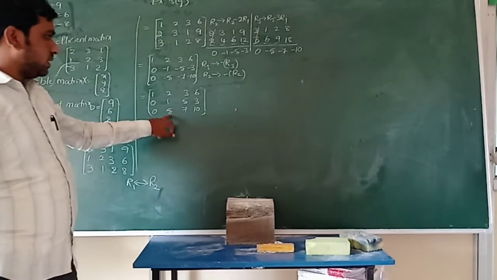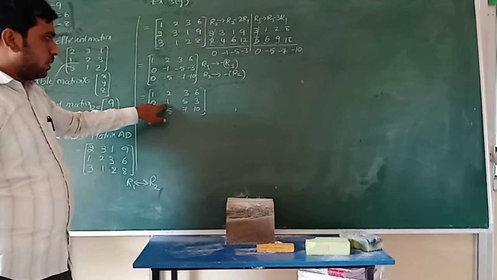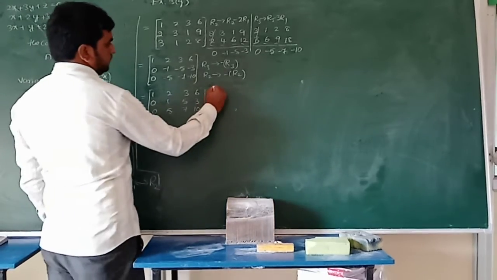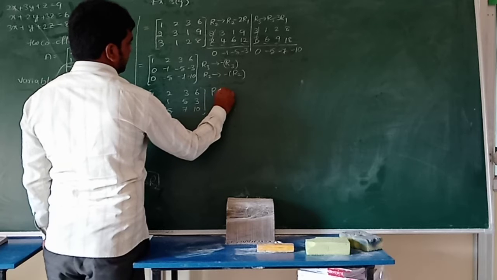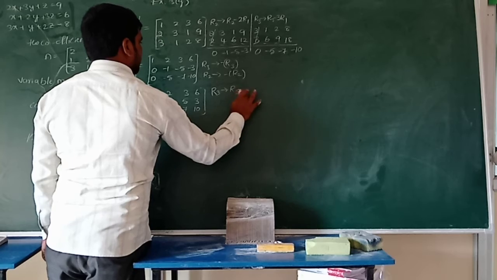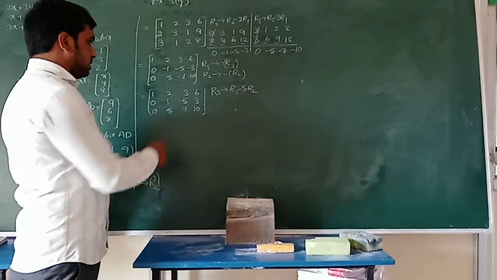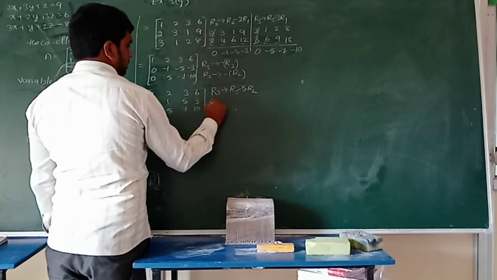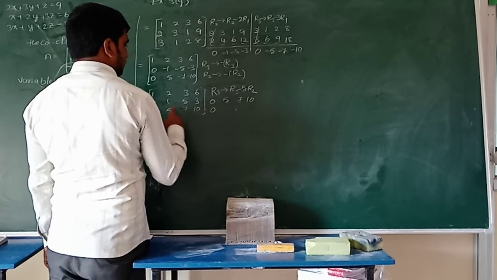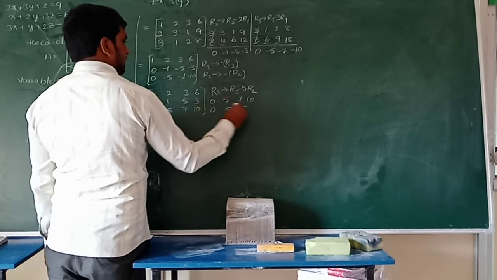Now this element 5 has to become 0. To make 5 into 0, we multiply R2 by 5 and subtract from R3. So R3 changes to R3 minus 5R2. This is R2, this is R3: 0 5 7 10 minus 5R2. 5 1s are 5, 5 5s are 25, 5 3s are 15.